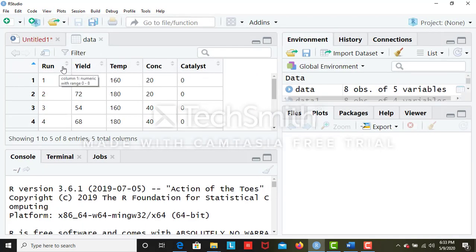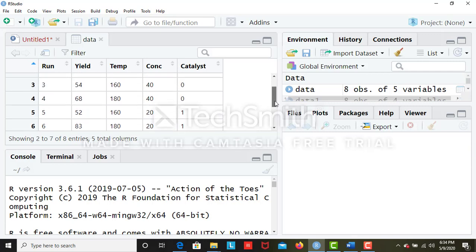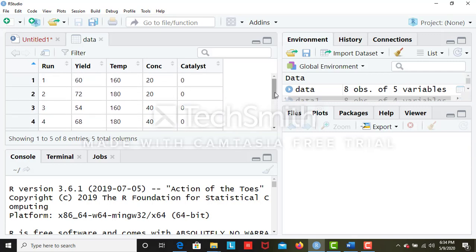I have 5 variables and 8 observations. As you can see, it's a very short data set. It's just for the purpose of this analysis, to demonstrate how we can do a factorial design analysis in R Studio. So I have run and yield, which is the variable of interest. In other words, this will be our response variable, yield. And we have the explanatory variables, or the factors: temperature, concentration, and catalyst.